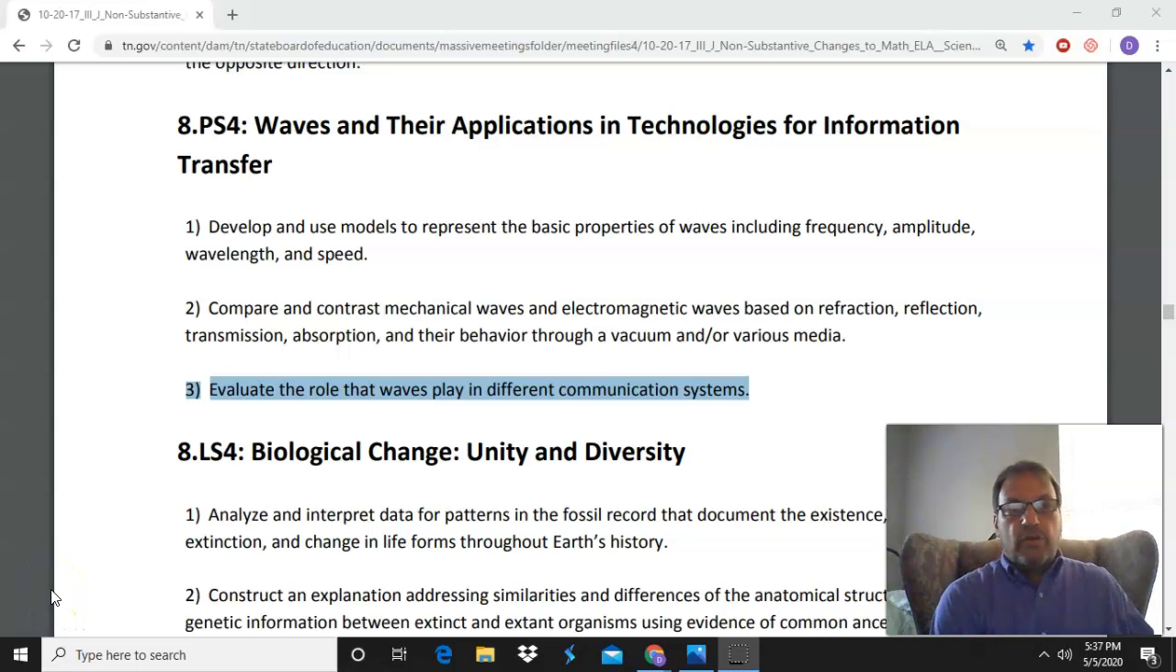Hi guys, today we're going to be going over the standard 8.PS4.3. This is about waves and their applications and technologies for information transfer. Specifically, we are going to evaluate the role that waves play in different communication systems. And if we think about that, we start with radio, we have television, we have cell phones, and we have different satellites that are used, and we're going to be talking about those today.